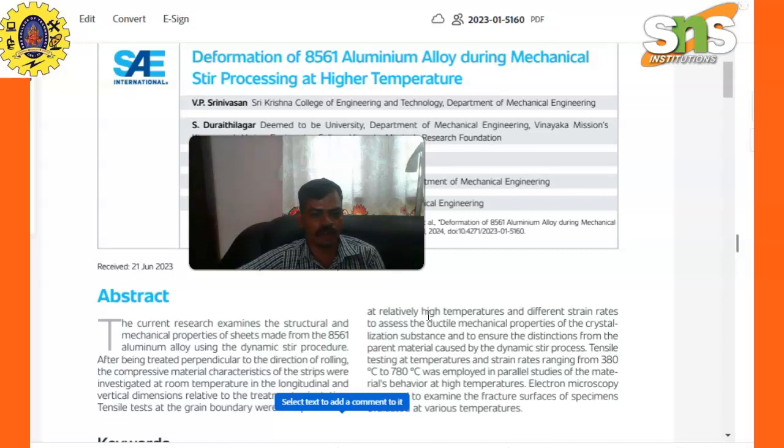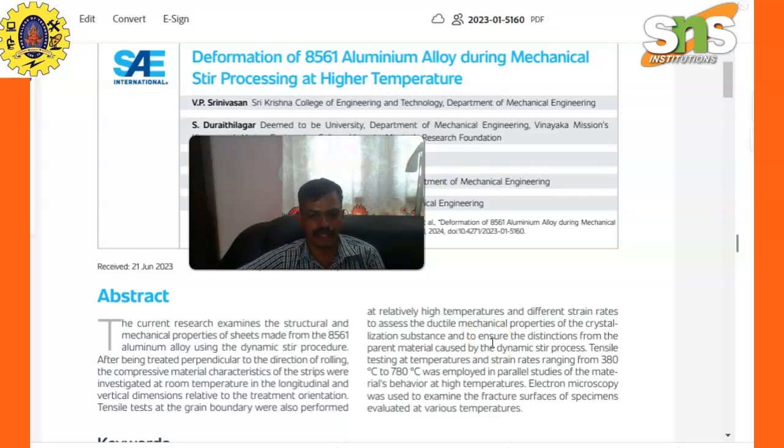process after being treated in the perpendicular direction of rolling. Comprehensive characteristics were investigated stripwise at different temperatures and in the longitudinal treatment orientation. A tensile test and grain boundary analysis were also performed at alternative temperatures and different strain rates to assess the ductile mechanical properties of the crystallization substance and ensure distinction from the parent material caused by the dynamic stir process.